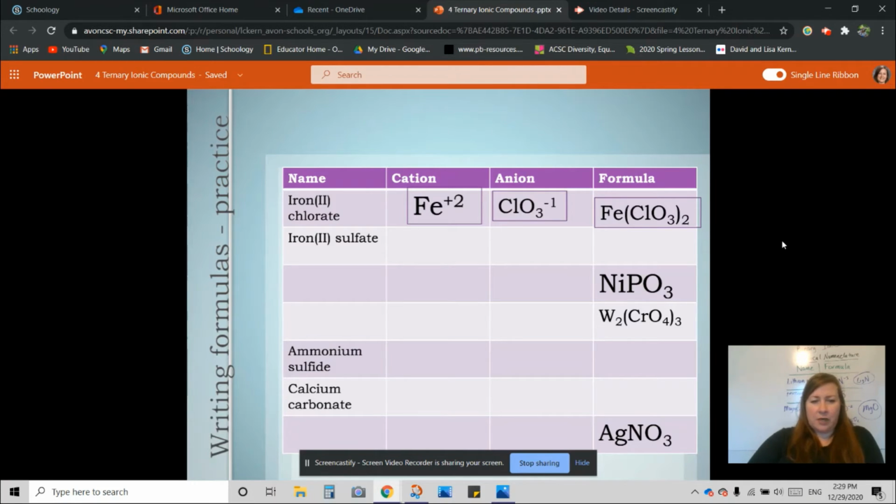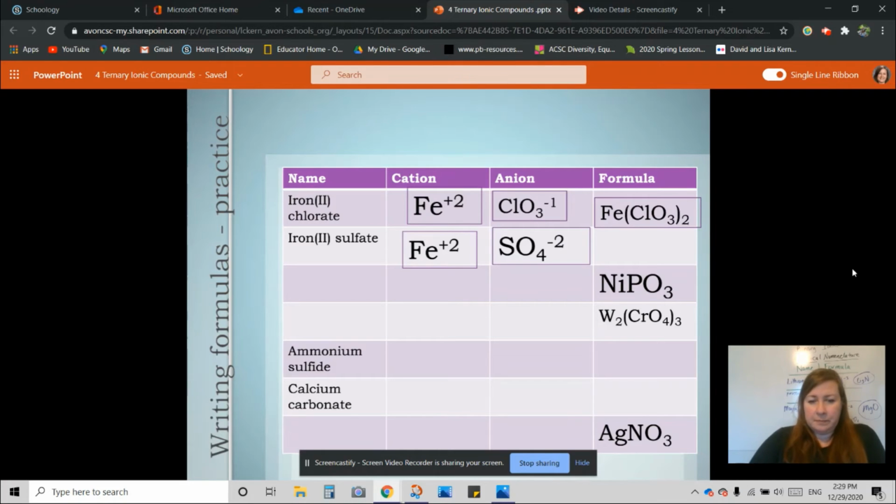Iron 2 sulfate is Fe +2, of course. And then sulfate, you're going to look it up because it ends in "ate." Remember, if it ends in "ide," you just look on your periodic table because it's not a polyatomic ion. But if it ends in "ate," then you've got to look it up on your polyatomic ion list.